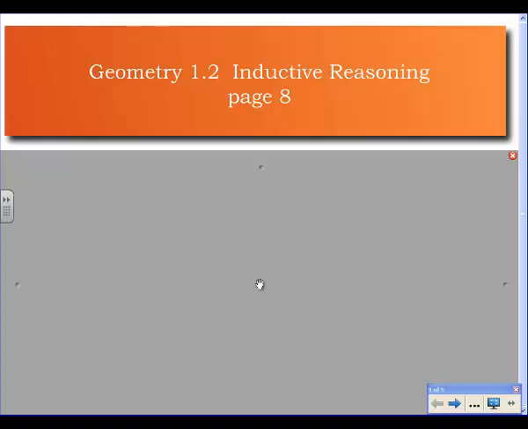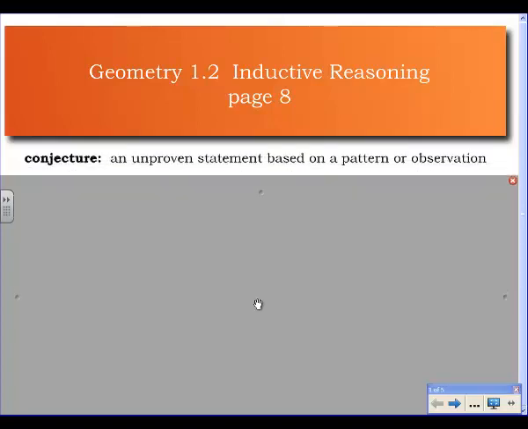With inductive reasoning, we're predicting what will happen next, but a lot of times there's no actual proof or evidence to know for certain that our conclusion is right. We have a few basic terms that we use when we're talking about reasoning and logic. The first term is conjecture. A conjecture is an unproven statement based on a pattern or observation.